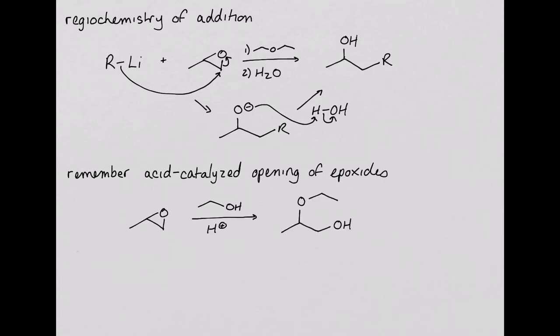This is because this mechanism goes through a positively charged intermediate. Remember that the first step of this mechanism is protonation of the epoxide. This protonated epoxide has a positive charge on oxygen, but has additional resonance structures that place positive charges on either of the carbons attached to that oxygen. That means that there's a larger partial positive charge on the more substituted carbon attached to the oxygen.